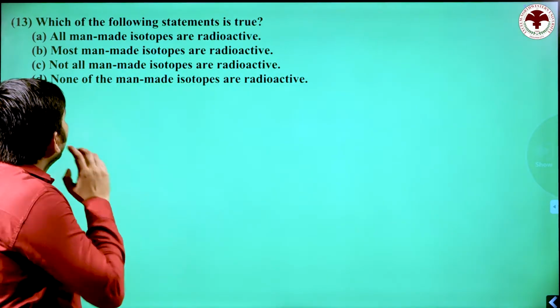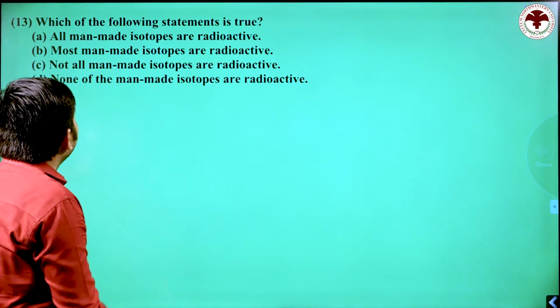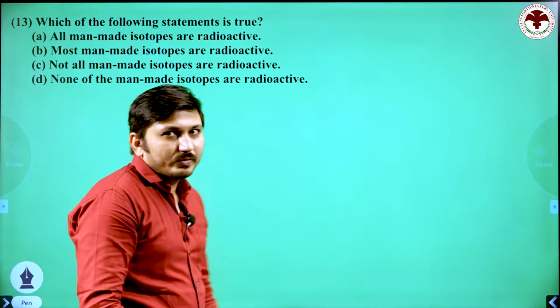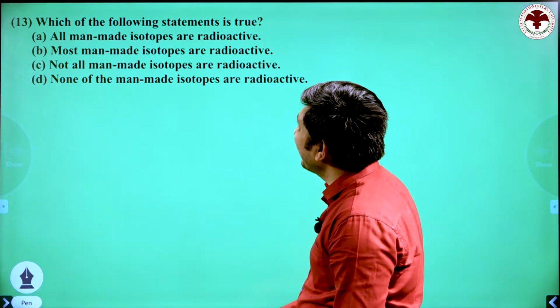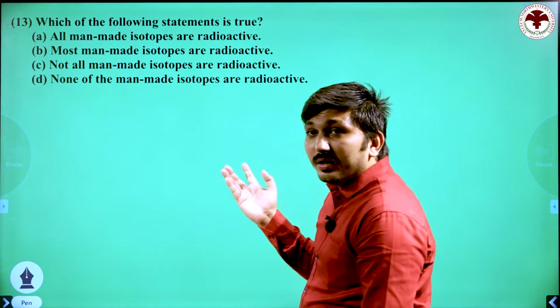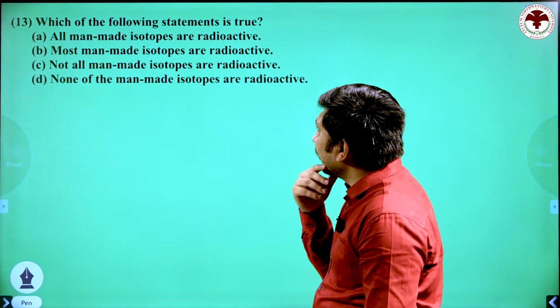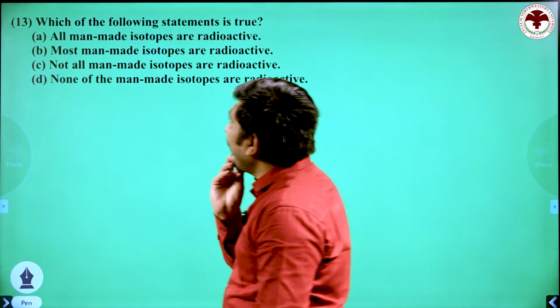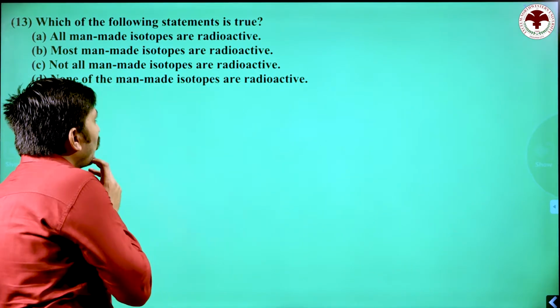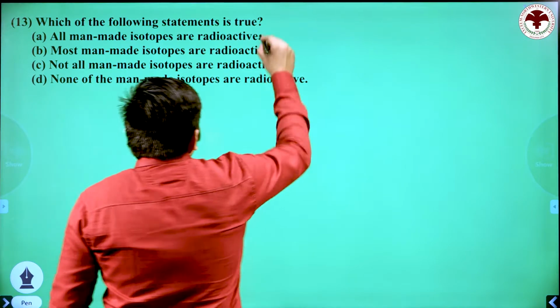Next one: which of the following statements is true? Simple, we get some statements A, B, C, D and we have to find the right one. Let's check the first option: all the man-made isotopes are radioactive. It is very true.